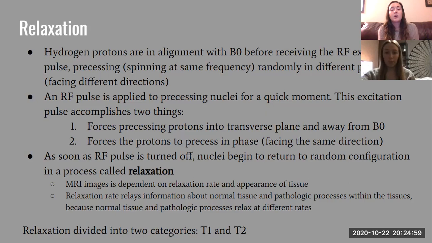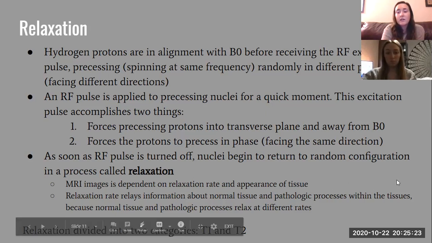MRI images are dependent on relaxation rate and appearance of the tissue. Relaxation rate relays information about the normal tissue and pathological processes within the tissues, because normal tissue and pathological processes relax at different rates. Relaxation is then divided into two categories, which are called T1 and T2.